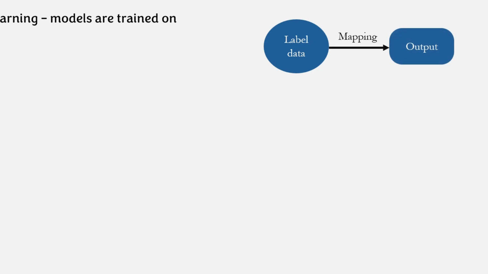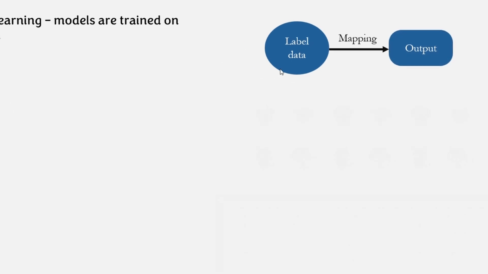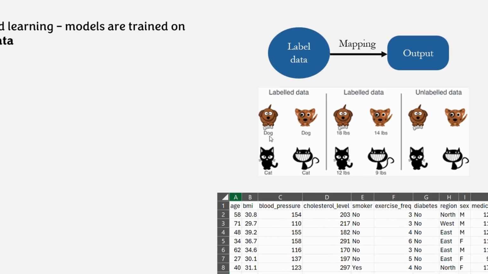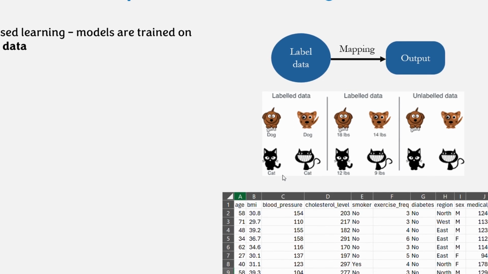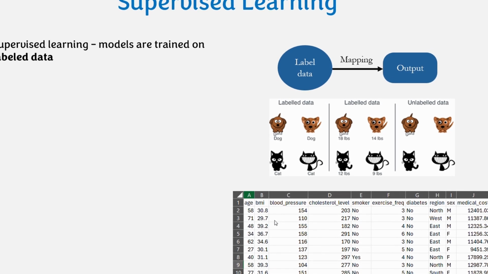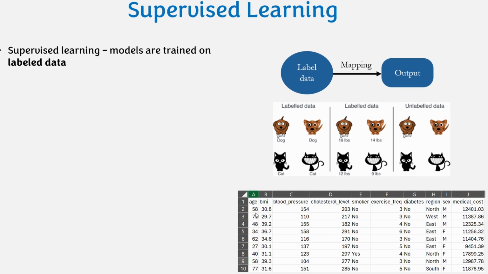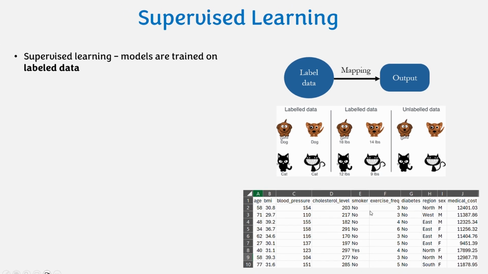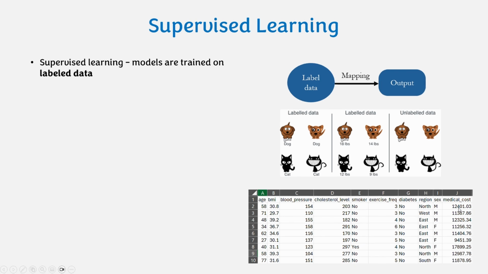Supervised learning is like learning with a teacher. Here, models are being trained using labeled data, and the task is to map an output based on labeled data. For example, where we have images of dogs and cats clearly defined. Also, maybe a data set that is clearly defined with columns that this is age, this is blood pressure, and the task is maybe to predict the medical cost.